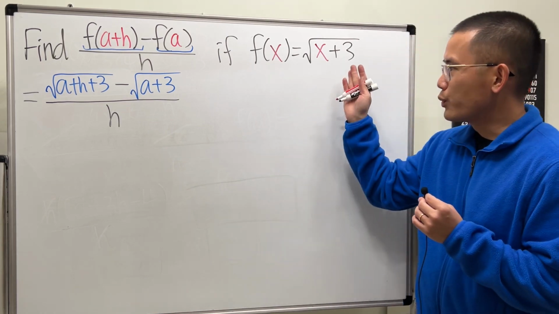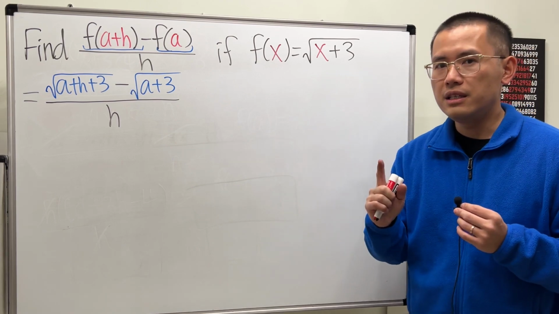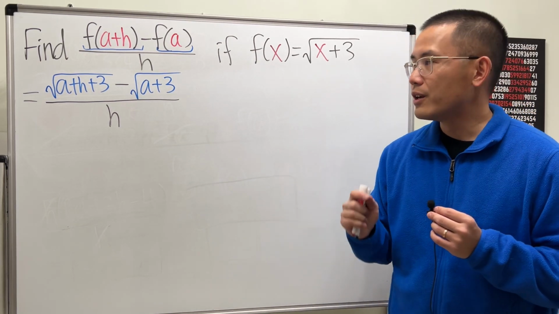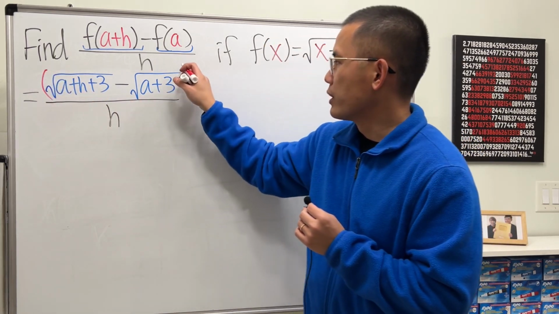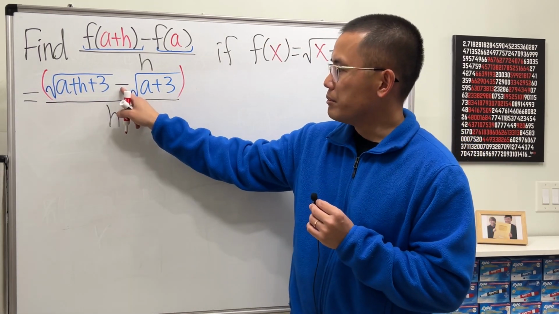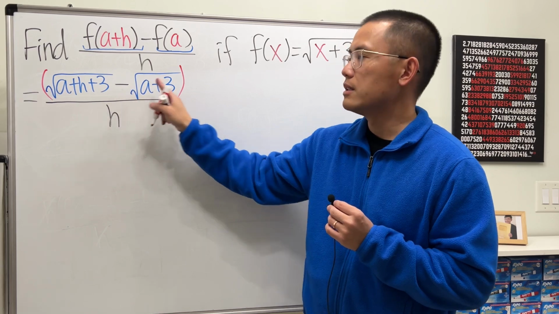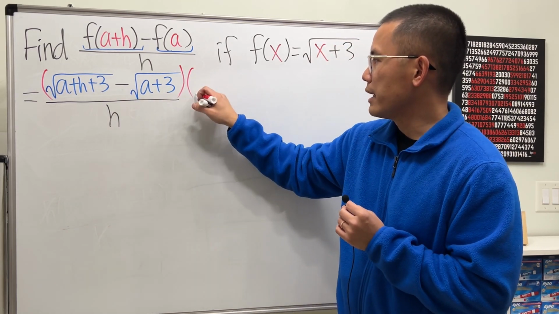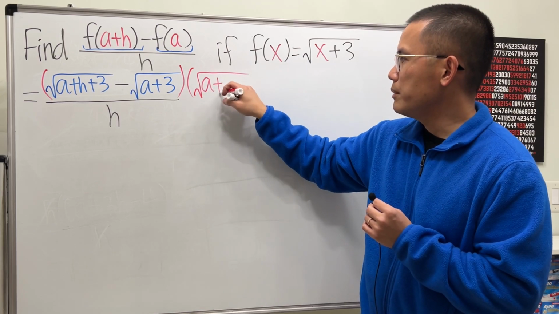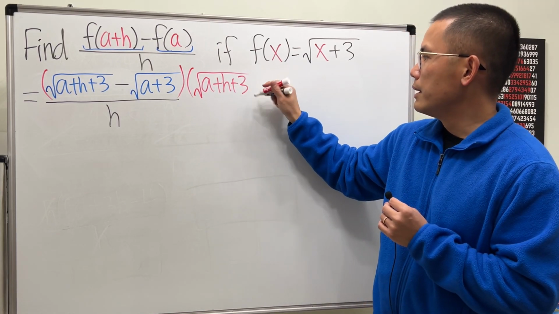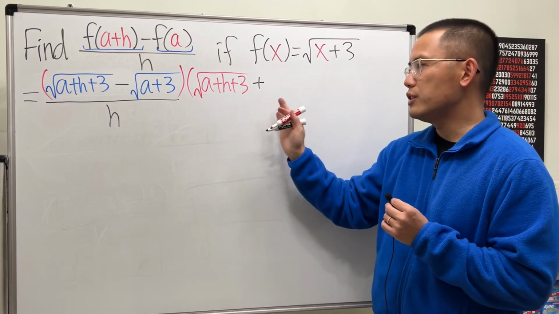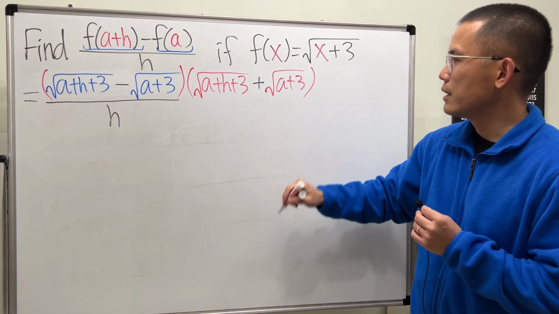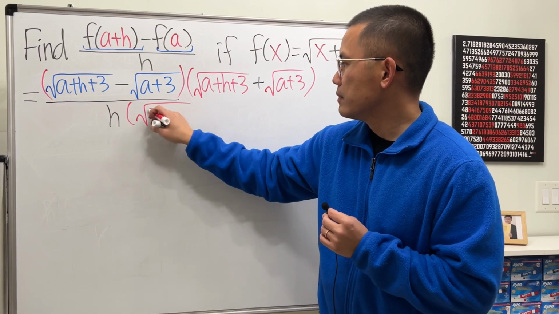So for the square root function case, the key is you are going to multiply the top and bottom by the conjugate. So that is going to be, you put parentheses around it, you change the middle right here, instead of a minus to a plus. That's the conjugate. So multiply the top by square root of a plus h plus 3. And then this is a plus now, you change it, that's the conjugate. And then the other part stays the same. And do the same thing on the bottom.